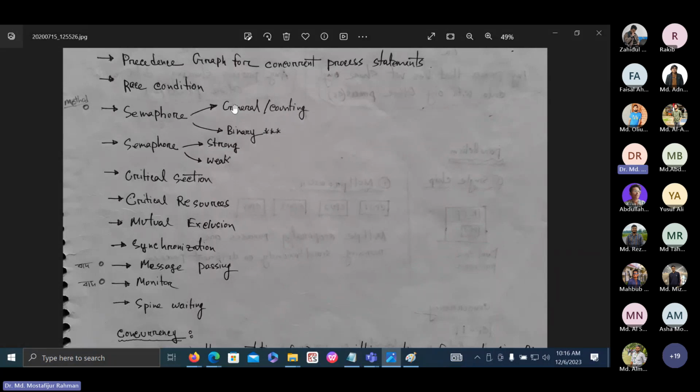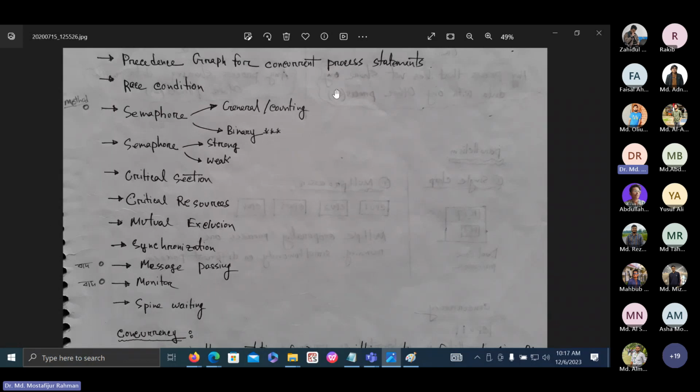We can easily identify where we should use either a counting semaphore or a binary semaphore. If we see the problem, we can easily say which one we want to use. Based on that, we can identify which semaphore needs to be used.